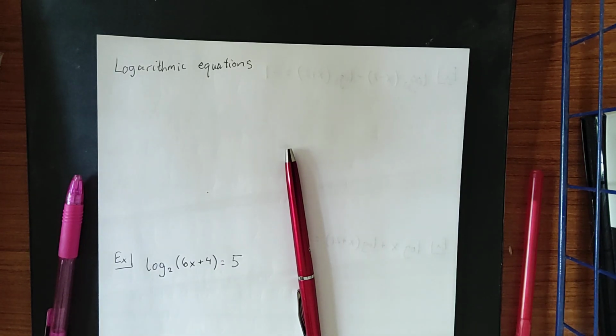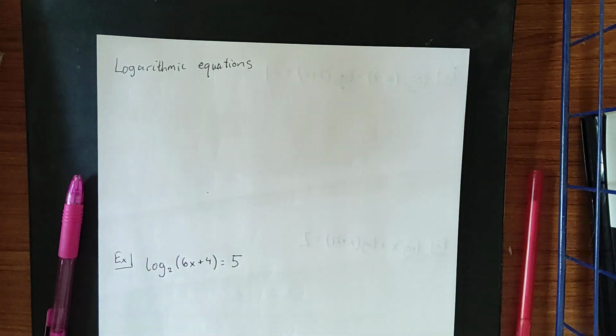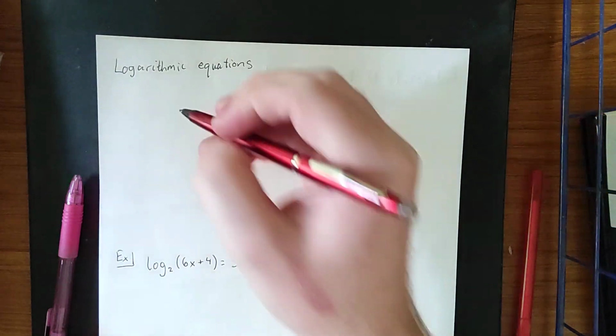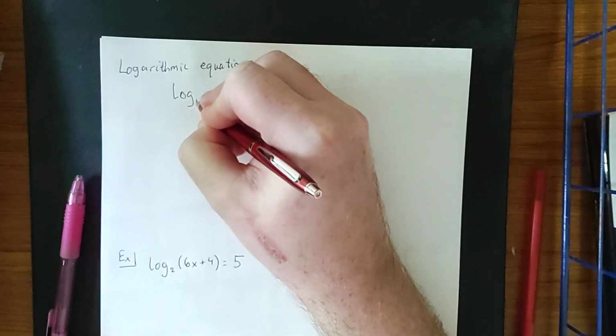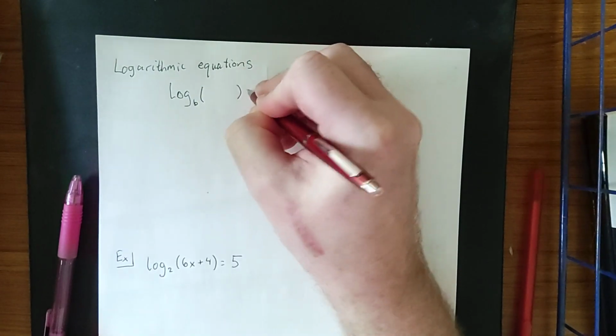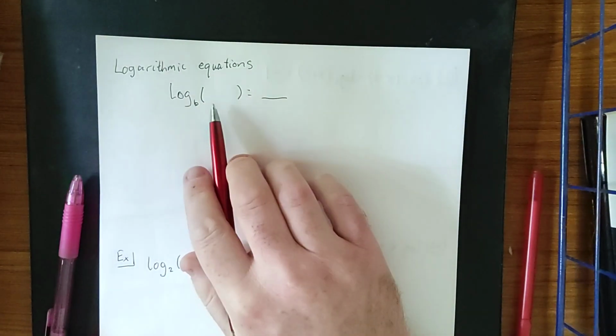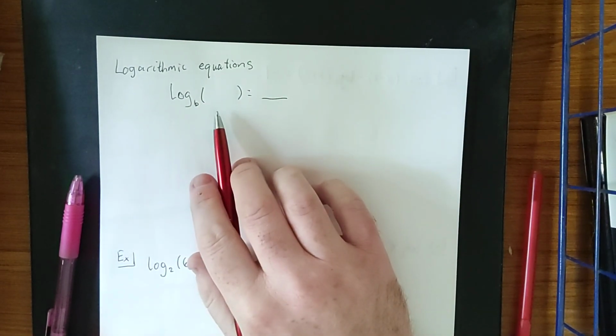To wrap up this section on exponential and logarithmic equations, let's go ahead and move on to our logarithmic equations. So the difference between logarithmic equations and exponential equations is that the variable that you'll be solving for is going to be contained in the argument of a logarithm.